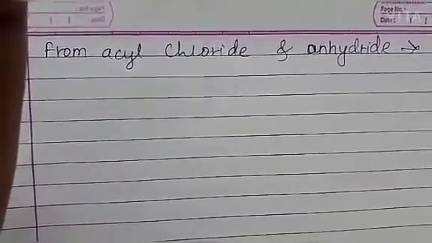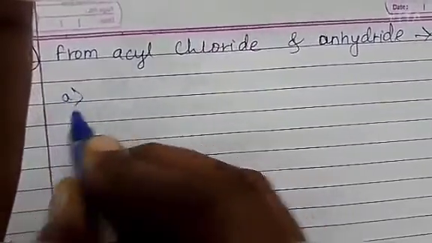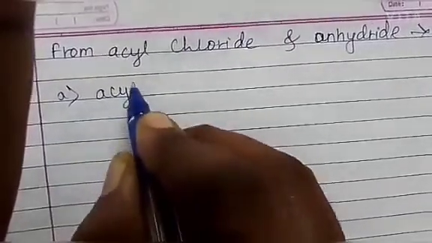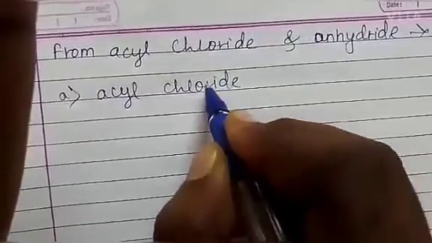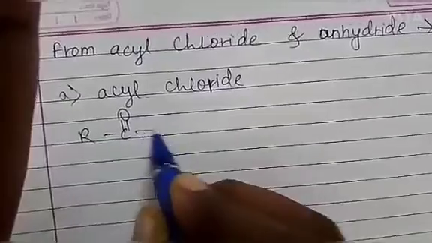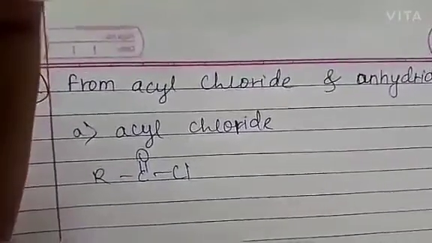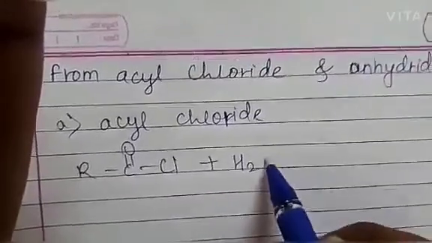Let us continue further. The second preparation reaction of carboxylic acid is from acyl chloride and acid anhydride. First of all, we will see from acyl chloride. As we know, the general formula of acyl chloride is R C double bond O Cl. This acyl chloride goes on hydrolysis. Hydrolysis means addition of water.